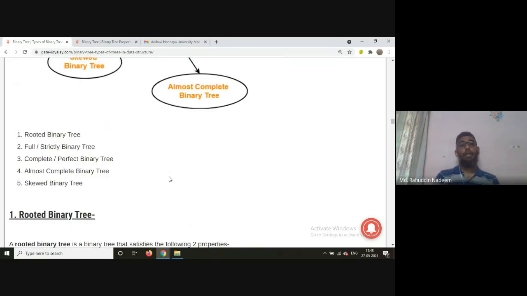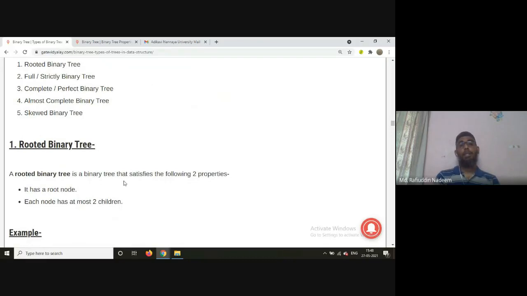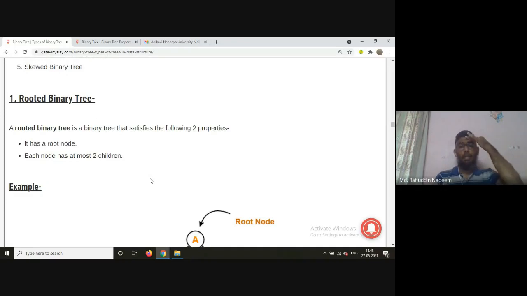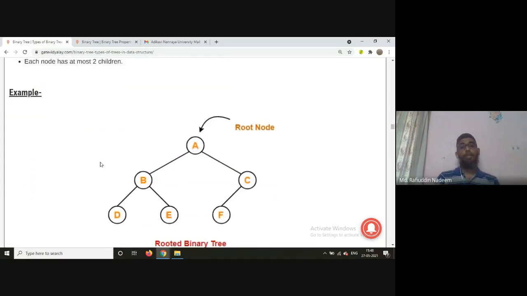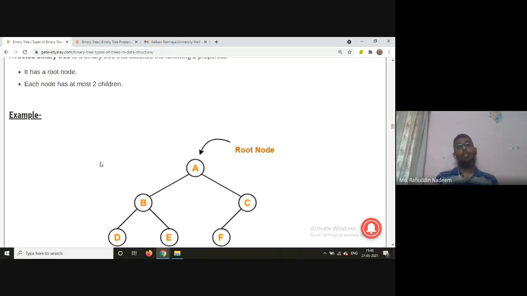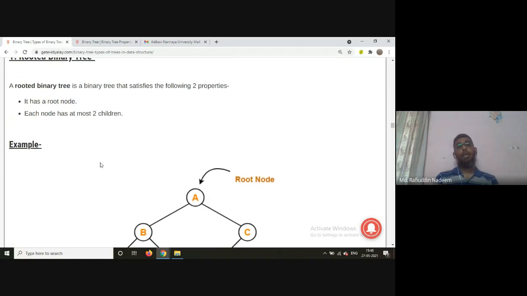So a rooted binary tree is a binary tree that satisfies the following two properties. You can call a binary tree a rooted binary tree when it has a root and each node has at most 2 children. At most 2 children means you can have 0 children, 1 child, or 2 children.